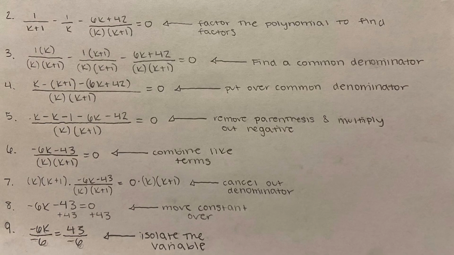And lastly, you just have to isolate the variable. So to do that, you divide negative 6k by negative 6, which will cancel out the negative 6 and just leave you with k. And then you have to divide the right side by negative 6, because what you do to the left, you have to do to the right. So you end up with k equals 43 over negative 6.